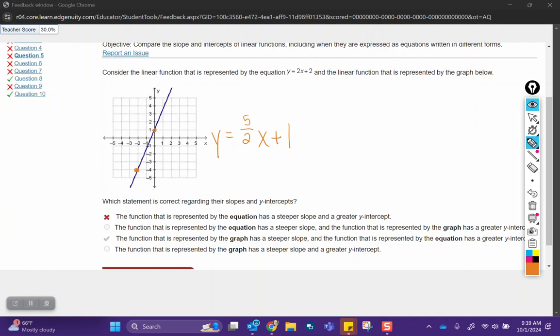Okay, 5 over 2, that's the same as 2.5. The graph has a steeper slope here, and the function represented by the equation has a bigger y-intercept. Yeah, so you are comparing 2 and 5 halves, so steeper slope on the graph, and then you're comparing 2 and 1, bigger y-intercept on the equation.